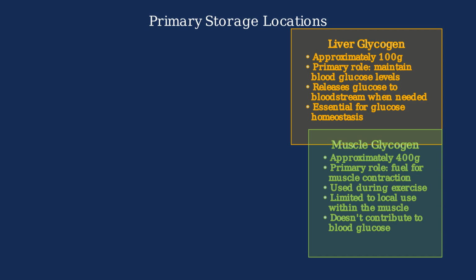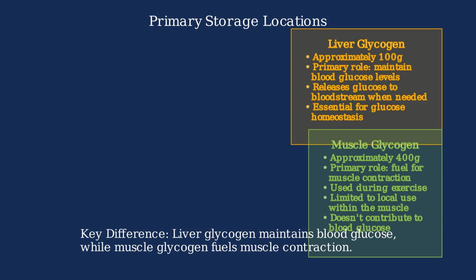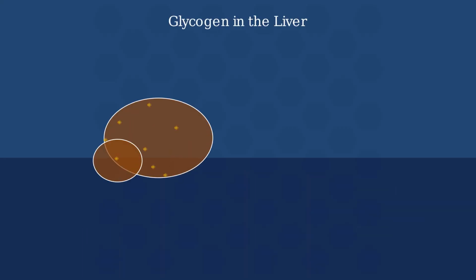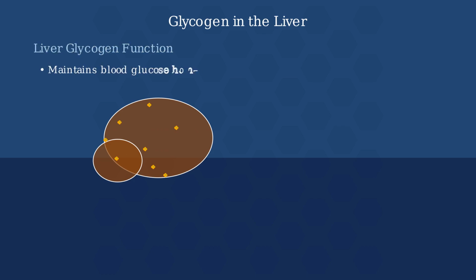It can only be used by the muscle cells themselves, which makes it a local energy reserve rather than a contributor to blood glucose regulation. This key difference in function reflects how the body has evolved specialized storage systems to meet different metabolic needs. Glycogen stored in the liver plays a crucial role in maintaining stable blood glucose levels throughout the day. The liver contains approximately 100 to 120 grams of glycogen in healthy adults, serving as our primary glucose reservoir.